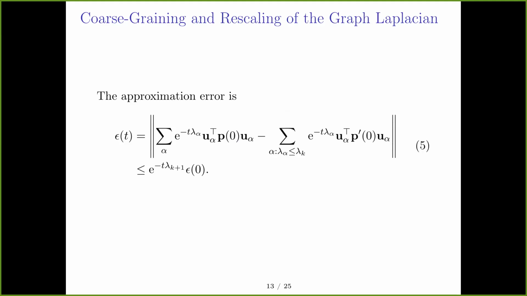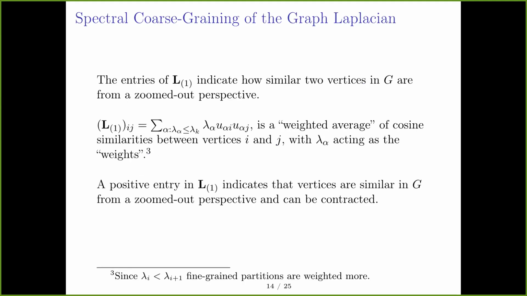This is the initial error which arises from leaving out the fast diffusion modes, and it decays exponentially with time. So this is quite good. But furthermore, the entries of the Laplacian also tell us how the structure changes at different scales. Because if we look at one entry of the coarse-grained Laplacian, we see that it's essentially a weighted average of cosine similarities between two vertices. And the weight here is the eigenvalue.